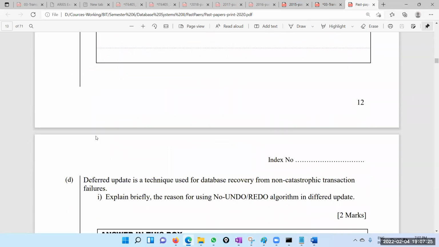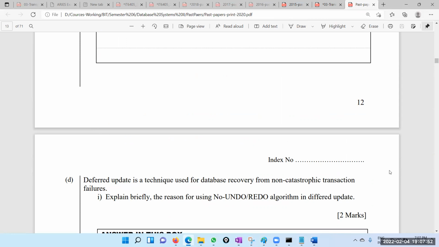Deferred update is a technique. Deferred update means we don't immediately update when a commit is done. So after commit also, sometimes it is not flushed. We are just waiting for some other opportunity. That is what is meant by deferred update. It's a technique used for database recovery from non-catastrophic transaction failures. Actually, deferred update is not a database recovery technique. It's a database transaction technique.